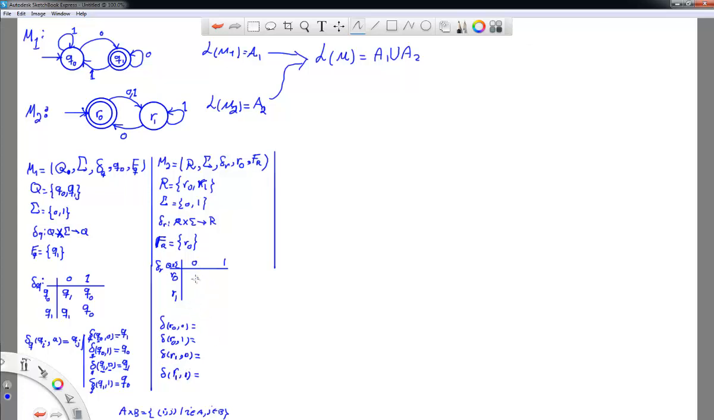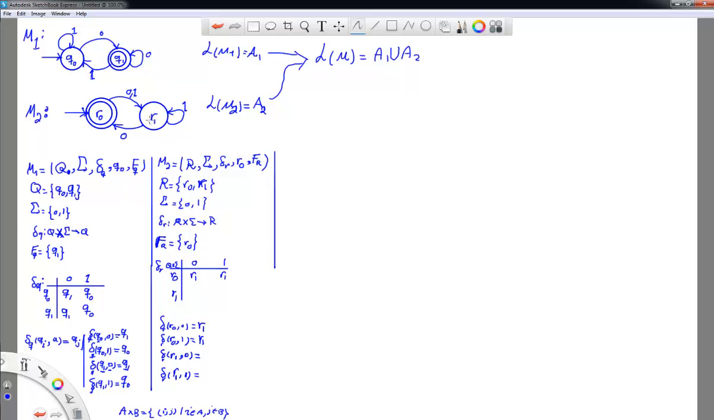Okay, so now what is delta of R basically for M sub 2? So delta of R sub 0 and 0, which means that if we're in state R sub 0 and we see 0, what happens? We go to R sub 1. So R sub 0 and 0 is going to be R sub 1. Then delta of R sub 0 and 1. If we're on R sub 0 and we see a 1, we go to R sub 1. So this is going to be R sub 1. And that's what we're going to do here. We're going to go to R sub 1 here as well.